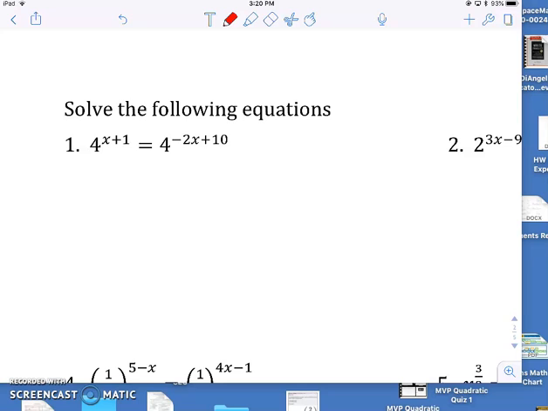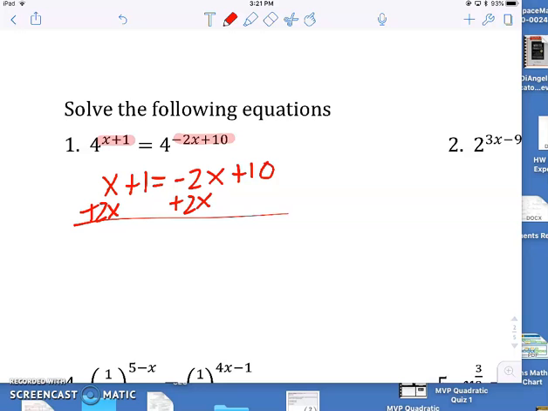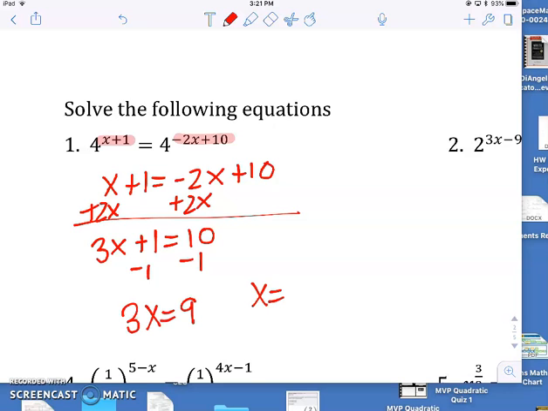So again, these next ones are without a calculator. So our goal is same base. Same base, we set our exponents equal to each other. X plus 1 equals negative 2x plus 10. Let's add 2x. So 3x plus 1 equals 10. 3x equals 9, so x has to be 3.